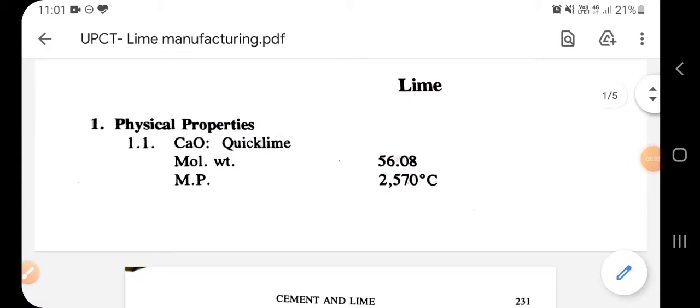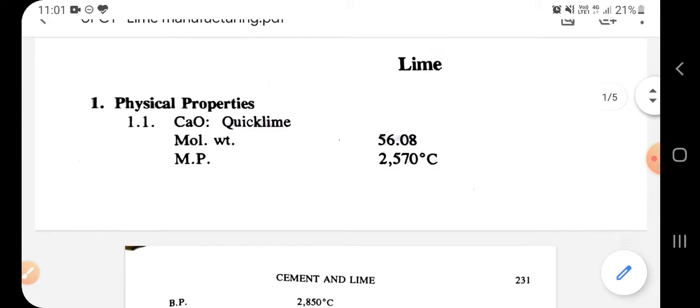Good morning everyone. So previously in our chapter on cement industries we saw an introduction about cement, its types, and then manufacturing of Portland cement. Now today we will see manufacturing of lime, the main raw material for cement.